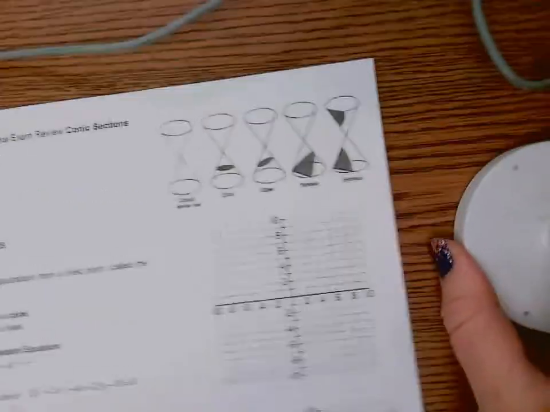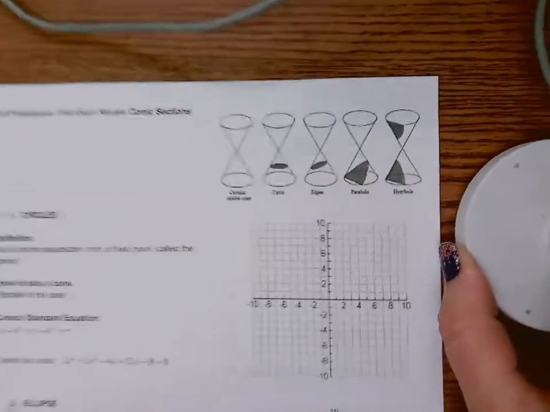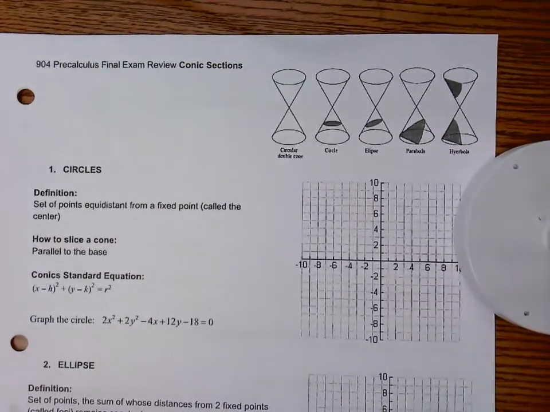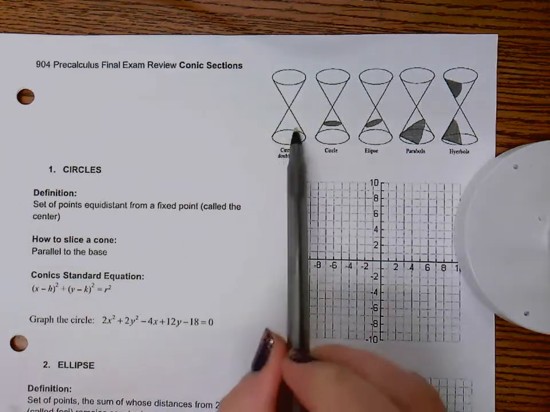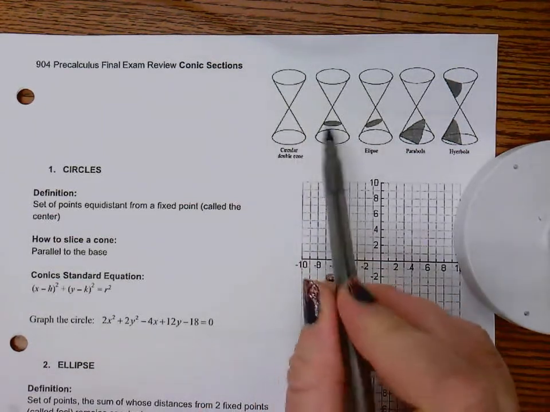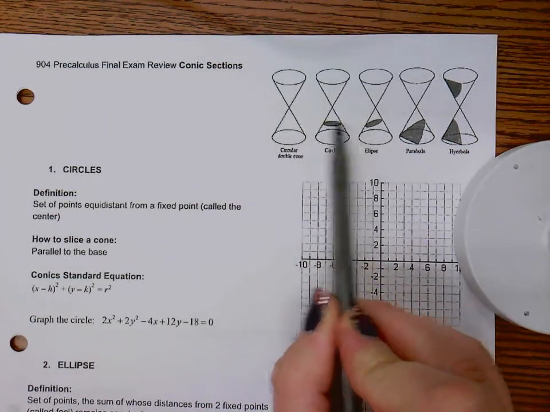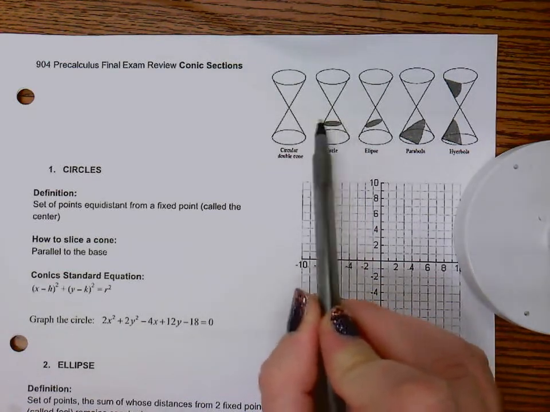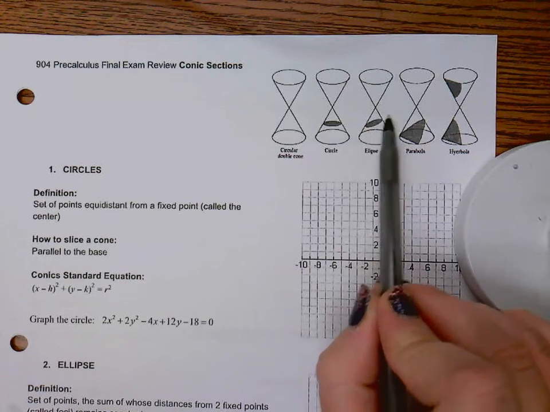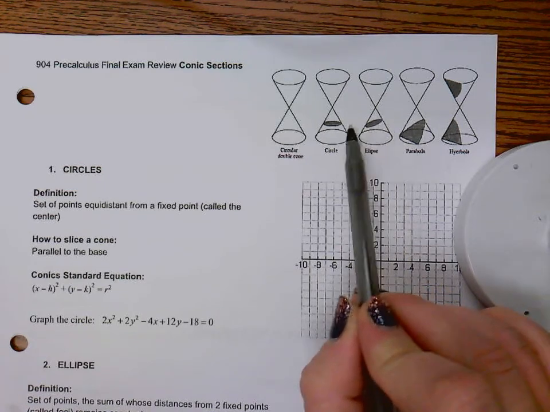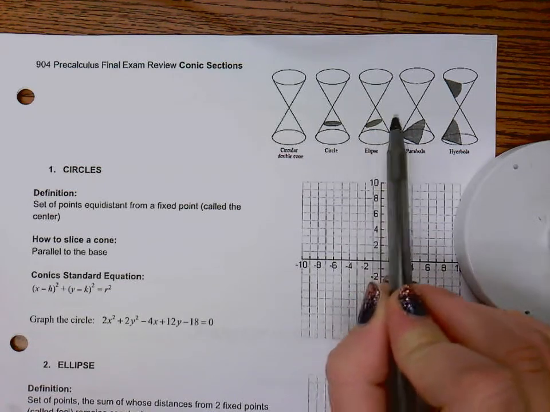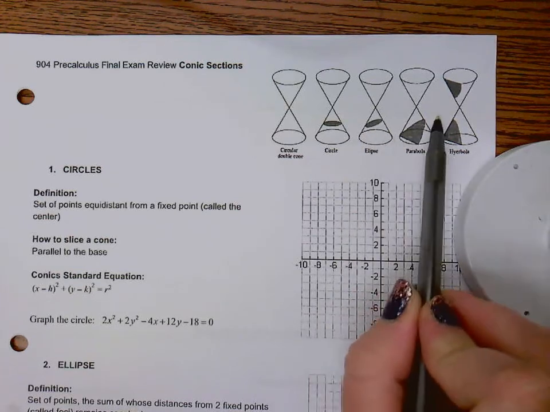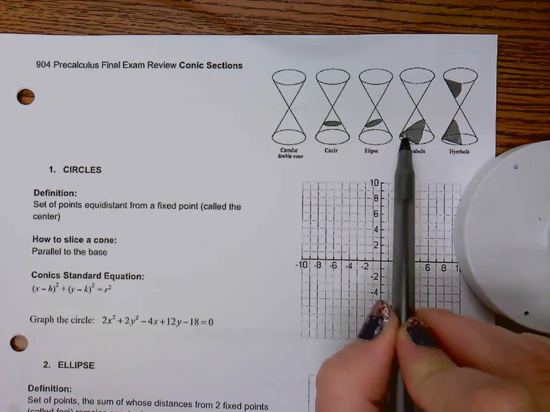Okay, we're going to go through and review the different types of conics, and just wanted to remind you how to create them from a cone. So a circle is when you slice parallel to the base of the cone. That's the cross section, that's a circle. An ellipse is when you slice diagonally, but you do not go through the base of the cone. A parabola is when you slice diagonally and you do go through the base of the cone.